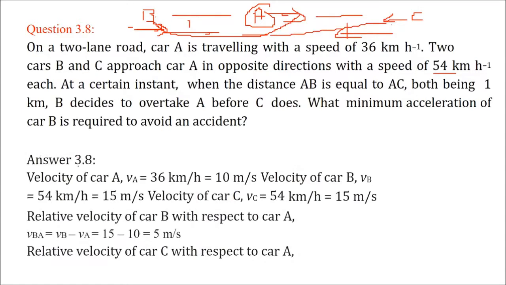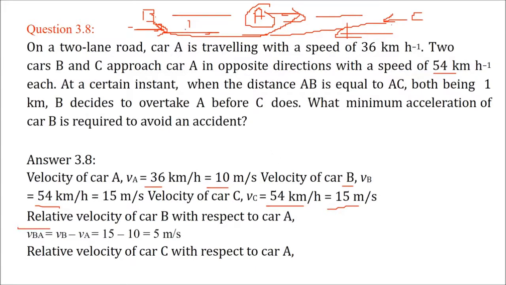So what will we see here? Velocity of car A is 36 km an hour. Multiply it by 5 by 18, you get 10 meter per second. How about car B? VB is 54 km an hour, which is 15 meter per second. The velocity of car C will be again the same thing, 15 meter per second, because B and C are having the same speed.